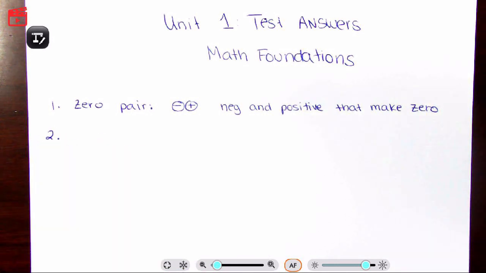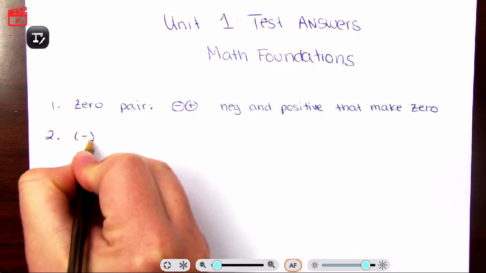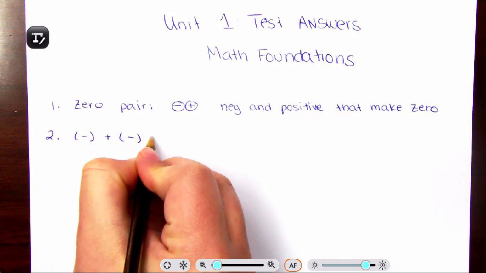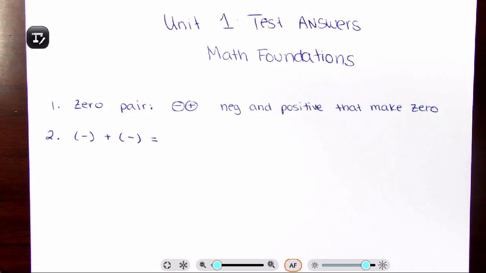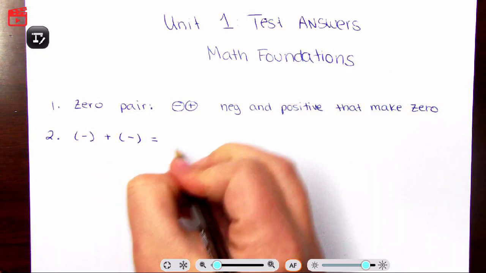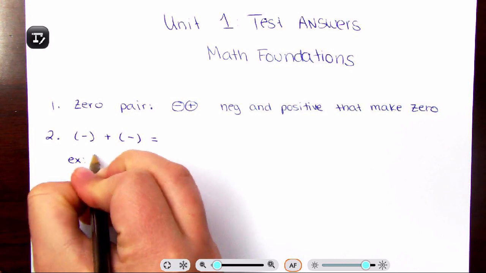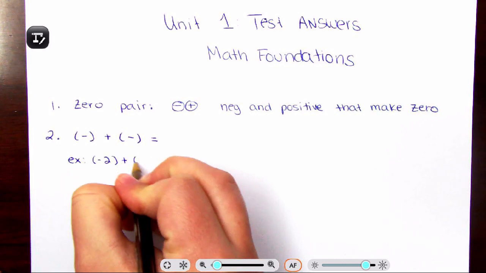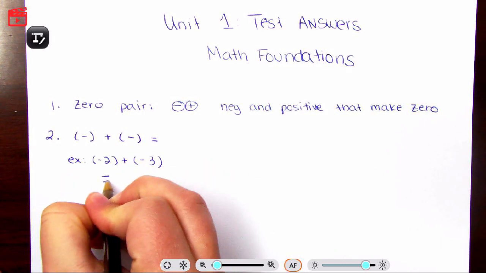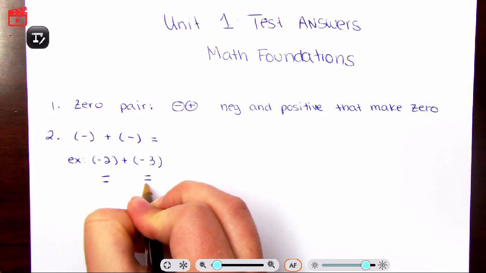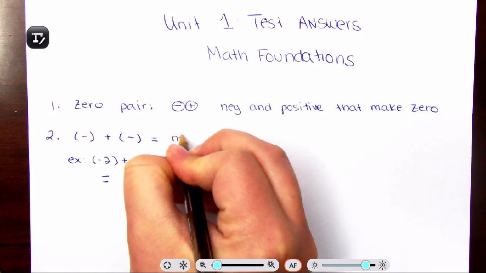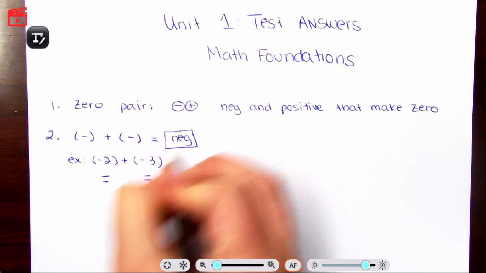Question number 2 was, when adding two negative numbers, like a negative plus a negative, the answer will always be, so if you have two negative numbers that you are adding together, now we are not multiplying this, we're adding. For example, if I have a negative 2 and a negative 3, that means I have two negatives and I have three negatives. So my answer will always be negative.